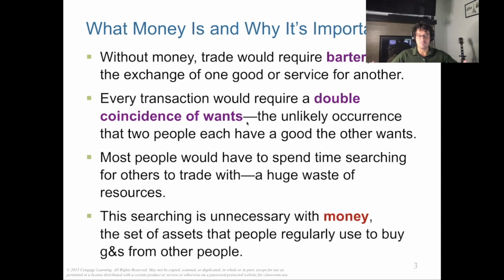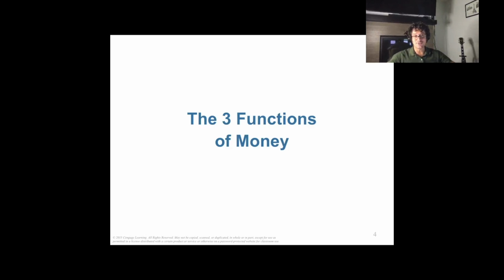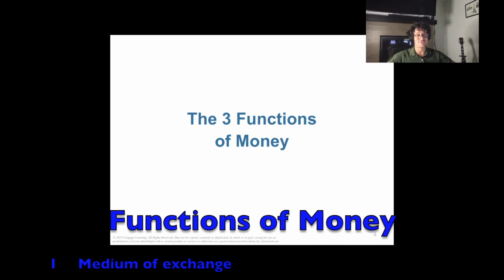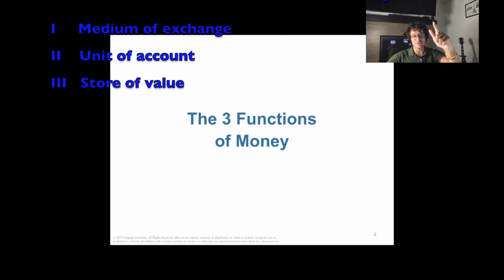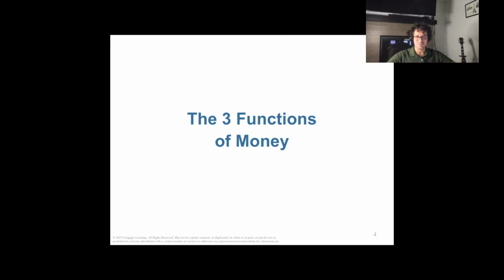So this searching becomes unnecessary when we move to a world where there is money, where money is defined as the set of assets that people regularly use in order to purchase goods and services from other people. So let us look at the three functions of money: medium of exchange, unit of account, and store of value.